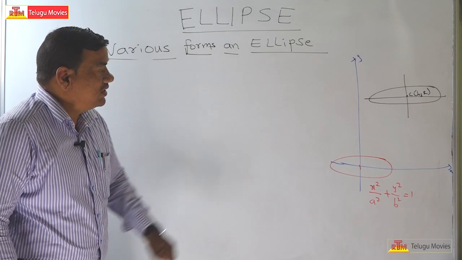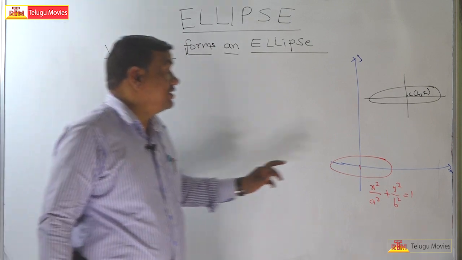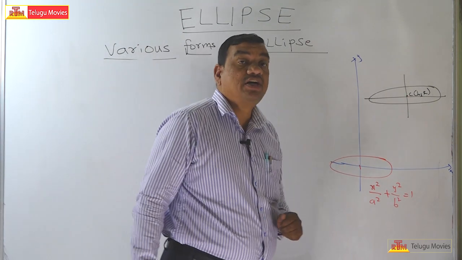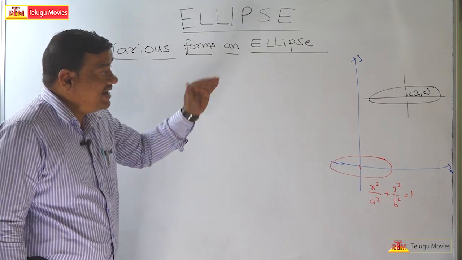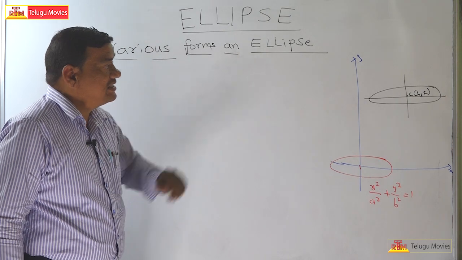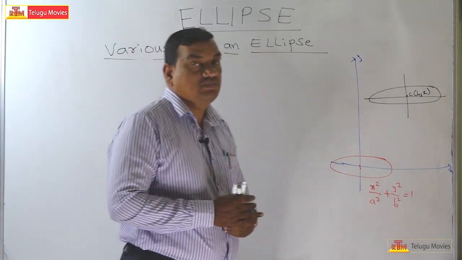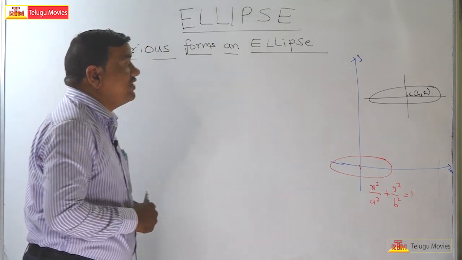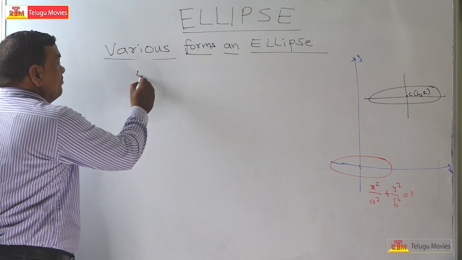Welcome back to the concept. Here the origin 0 comma 0 is shifted to the point h comma k such that the major axis is parallel to the x-axis and the minor axis is parallel to the y-axis. Let us see the equation of this ellipse, which is shifted to h comma k. First I am going to find out the equation of the ellipse.